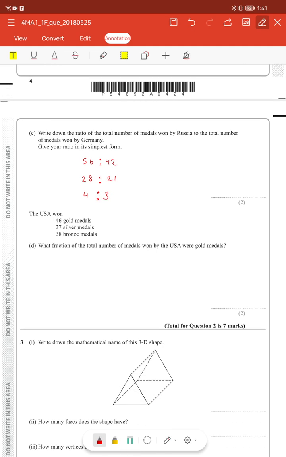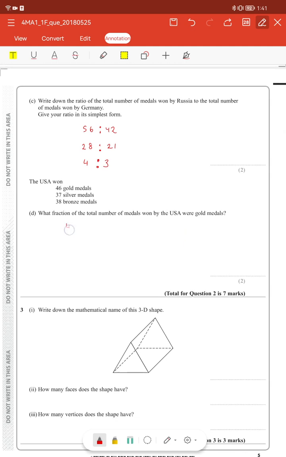The USA won this many. What fraction were gold? So that would be 46 out of the total number of medals that they won, which would be 46 plus 38 plus 37, it's 121. And in its simplest form, that would be it.